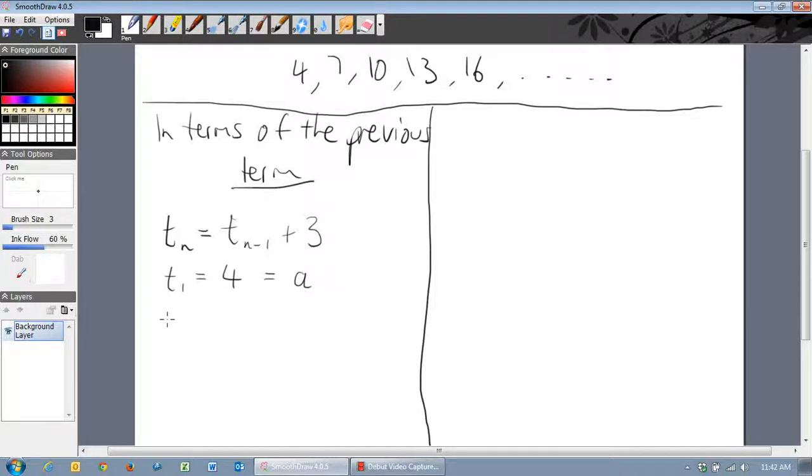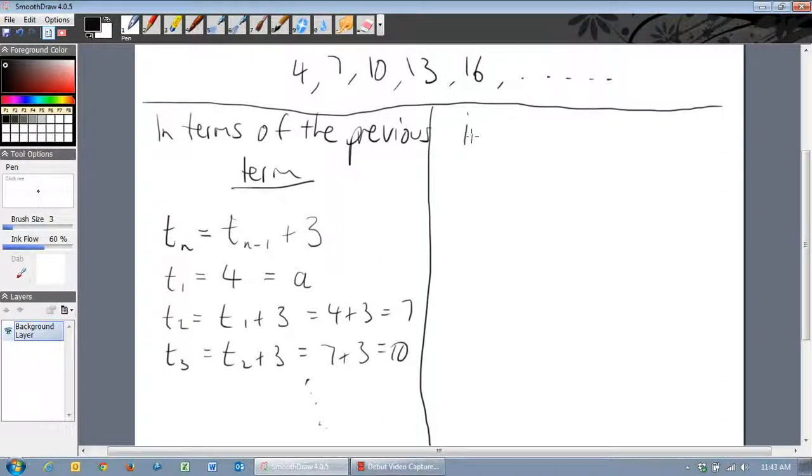So if you look at this, we already know what T1 is equal to, 4. What's T2 equal to? T2 is equal to the previous term, T1, plus 3. What's T1 equal to? So that's 4 plus 3, which is 7. What's term 3 equal to? Term 3 is the previous term, term 2, plus 3. What is T2 equal to? T2 is 7. 7 plus 3 equal to 10, etc., etc. That's the first way to define a sequence.